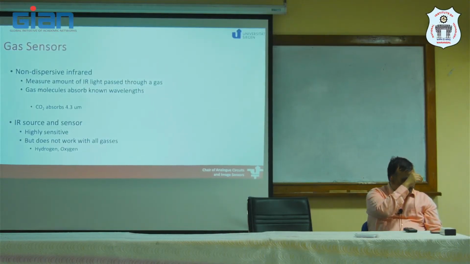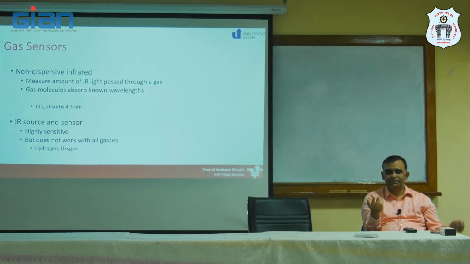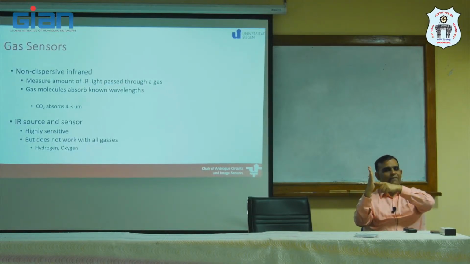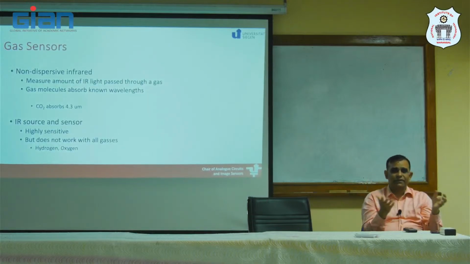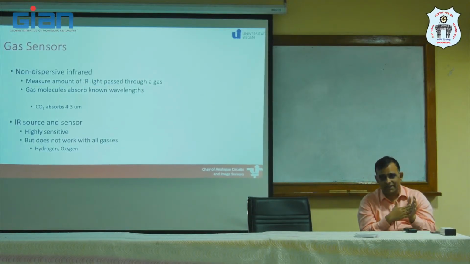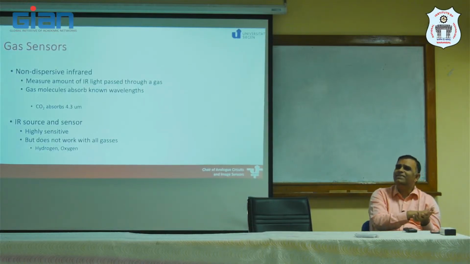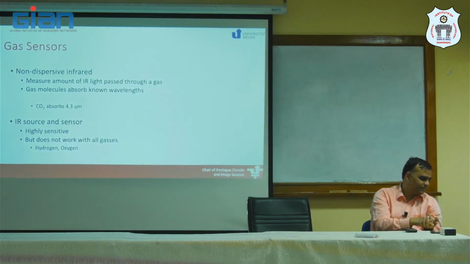So here what you will do is you will have an IR source and a sensor. Essentially, there's air, you pass an IR source through it, and have your IR sensor on the other side. Am I receiving 4.3 micrometer or not? If I'm not receiving it, there's carbon dioxide in that sample. Unfortunately, this technique doesn't work with all gases, particularly with gases like hydrogen or oxygen. It doesn't do that well.